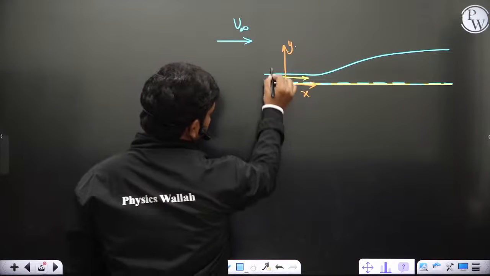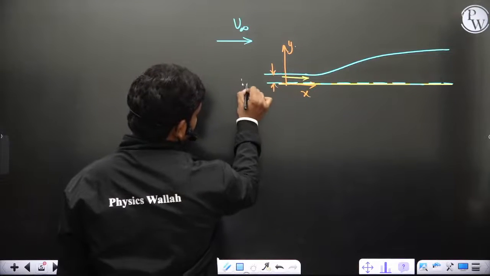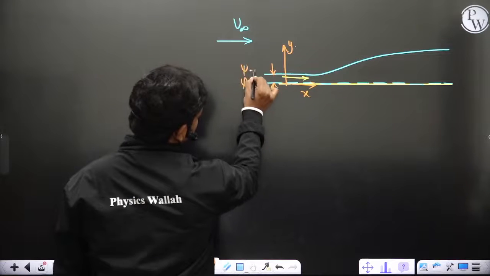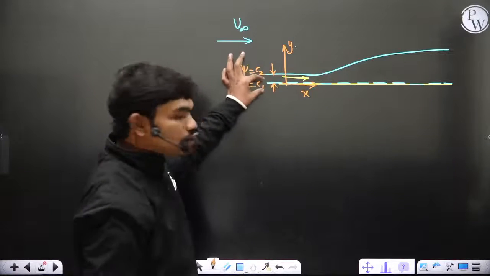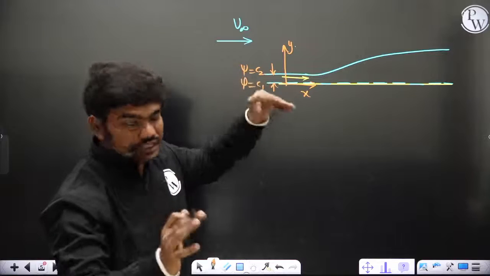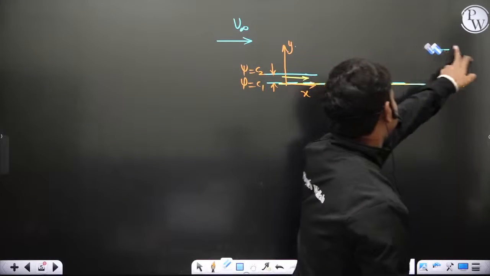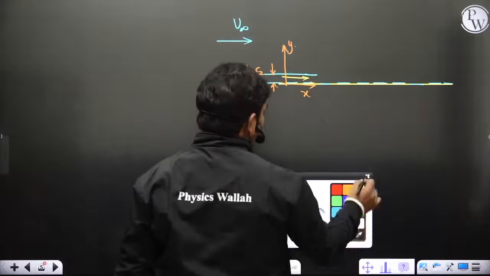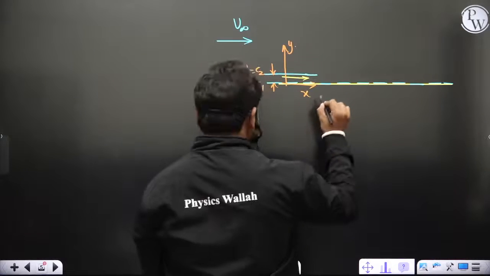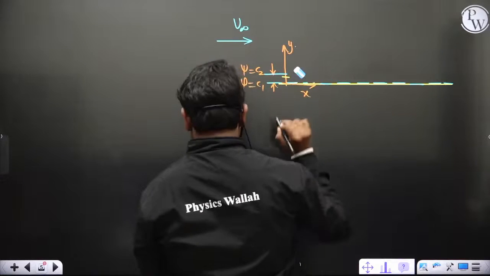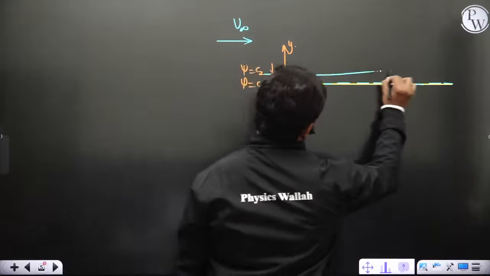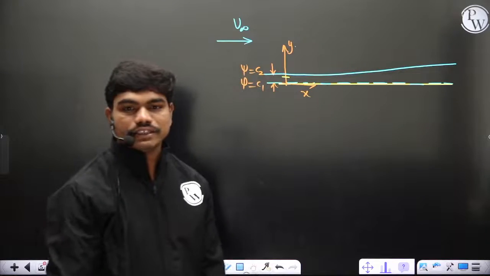Now clearly, for the flow between these two streamlines, let us suppose this is psi equal to c1 and this is psi equal to c2, then between these two streamlines, the flow is fixed. It won't diverge this much; actually it's a slight diversion. Very loosely I have drawn this diagram, so you can see there is a slight divergence of the streamlines.